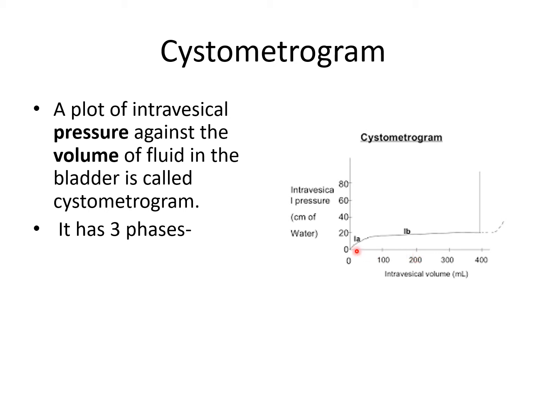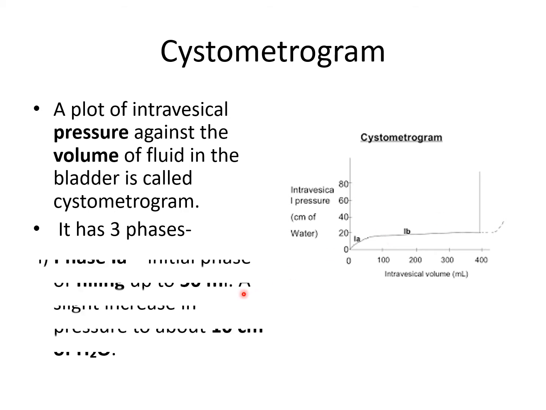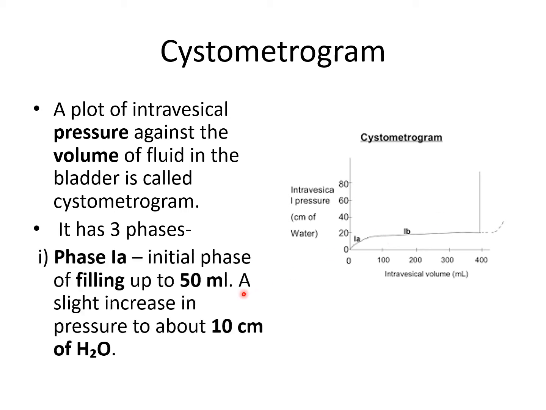As we know, in a micturition cycle, there are basically two phases. One is called the filling phase and another is the voiding phase. Like that, in the cystometrogram, there are basically two phases: the filling phase and the voiding phase. Again, the filling phase has two parts. The first phase is called phase 1A.